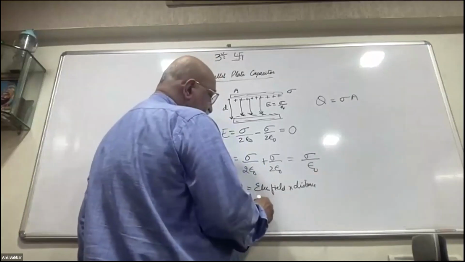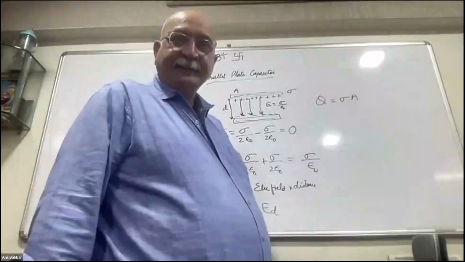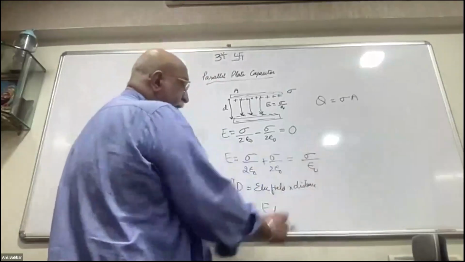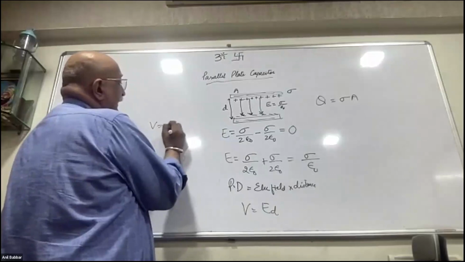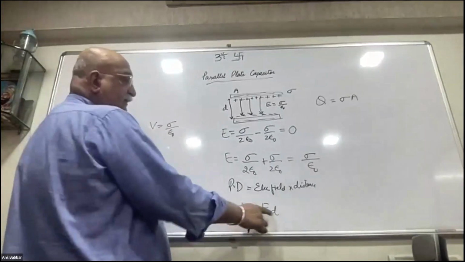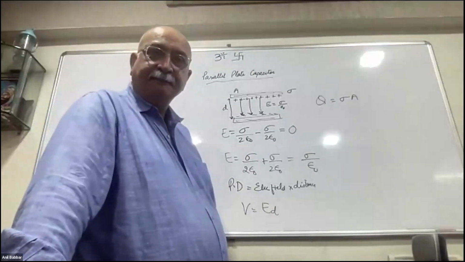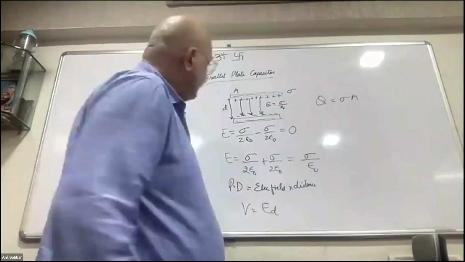That means V is equal to E into D. Now, what is E here? We have sigma by epsilon naught. So V is equal to sigma by epsilon naught times E D. Right? And what will the capacitance be?